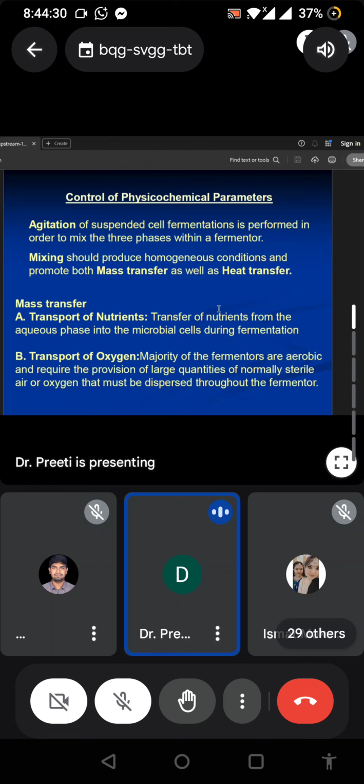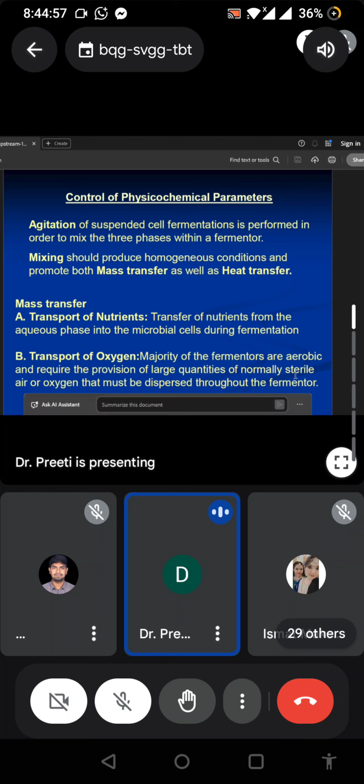So now the next thing is mixing. Mixing is for mass transfer, heat transfer, etc. So mass transfer lagbe keno? Because nutrients should reach from the aqueous phase. Aqueous phase is the media. Or moddhe nutrient ache. Solid phase is the microbial cell. Those nutrients should reach to microbial cell, so transport hobe. And together with this, gas, oxygen transport.